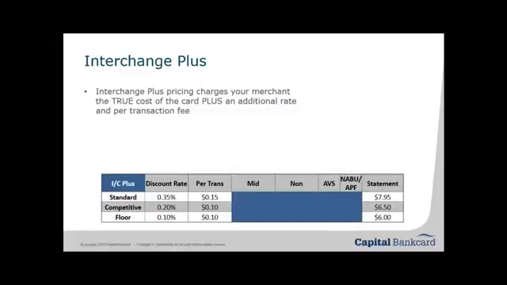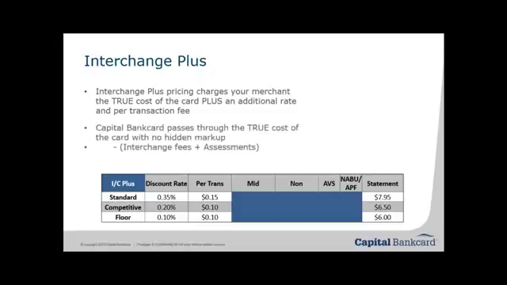Interchange Plus pricing charges your merchant the true cost of the card plus an additional rate and per transaction fee. Easiest way to think about it, they're going to pay what we pay to process that card plus a flat bump across the board. Capital Bank card is going to pass through the true cost of the card with no hidden markup. This is interchange fees plus assessments and card brand fees. That's it. This is also the most effective way to process.